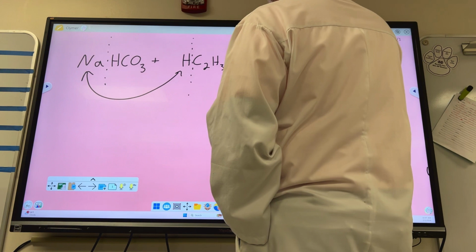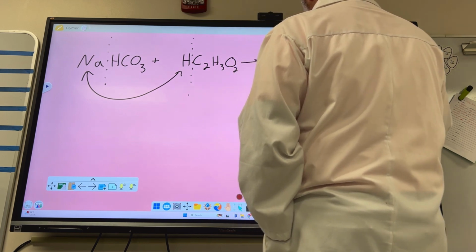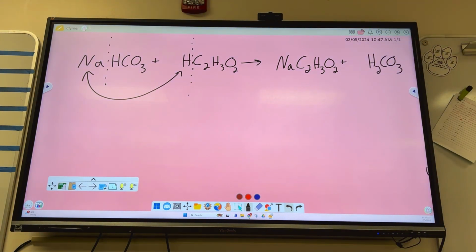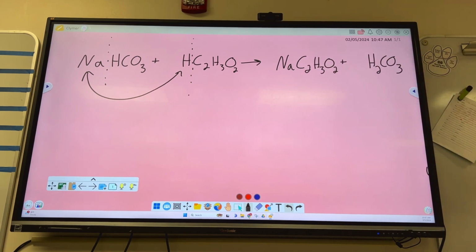And so your yield here, Na, and again, given just those two reactants, you should be able to get to this place on the product side. This is just balancing charges, right? Sodium's a plus one, acetate's a minus one, hydrogen's a plus one, carbonate's a minus two. You're just switching these around and rebalancing.